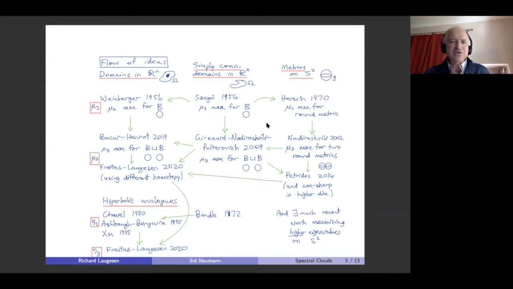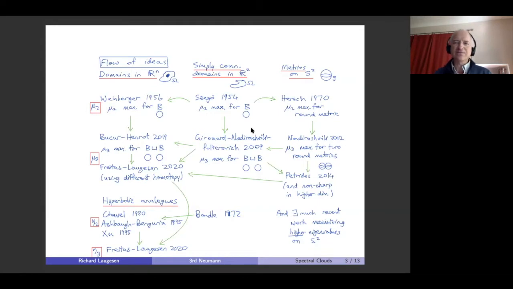The second row, let's see, the first result here is by Nadirashvili for the sphere, looking now at the third eigenvalue and showing that the third eigenvalue is maximal for essentially two disjoint round spheres, which you can obtain in the limit by imagining pinching off a sphere into two spheres and seeing what the metrics do.